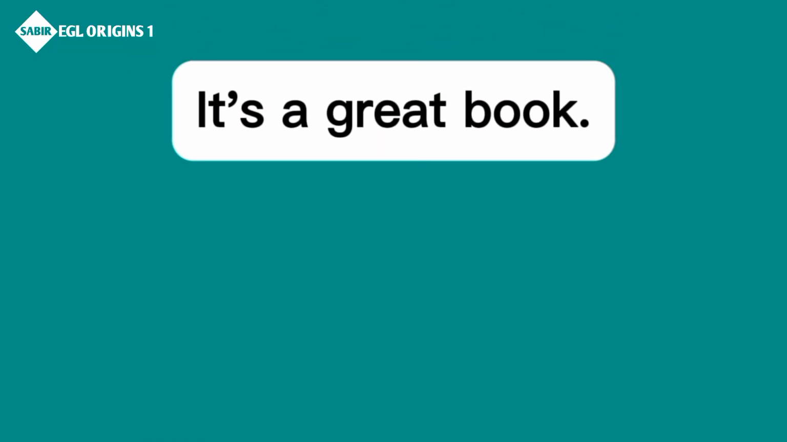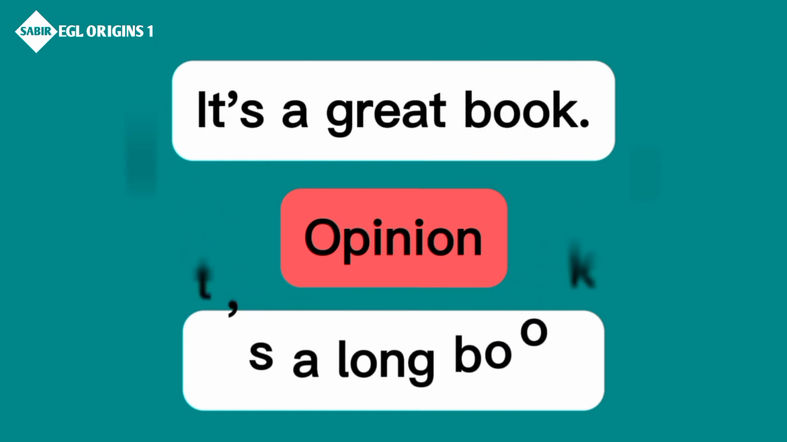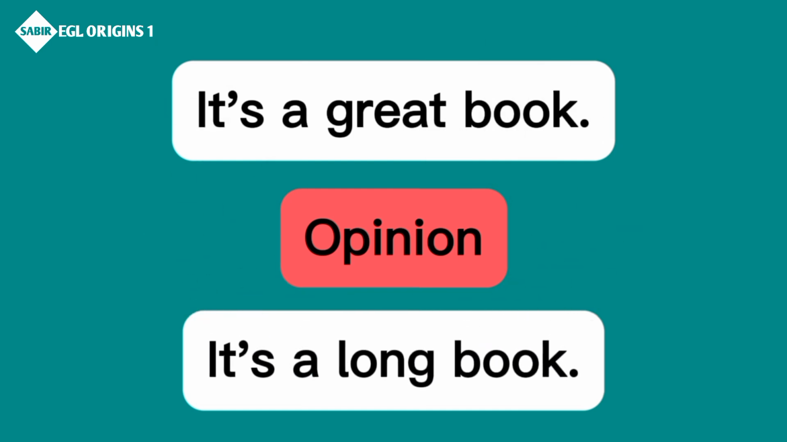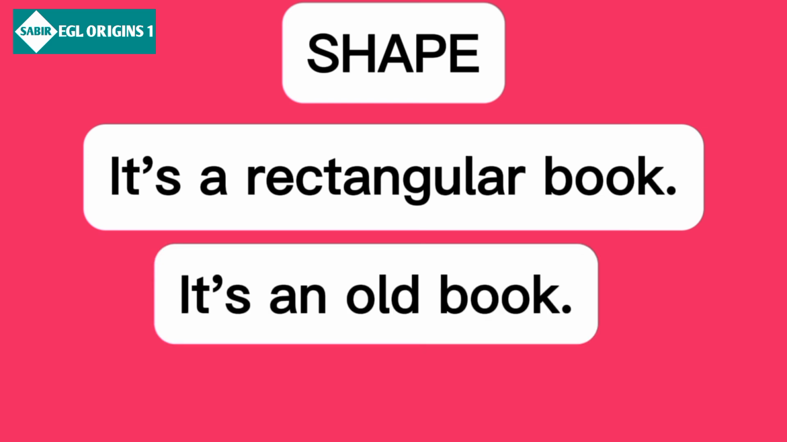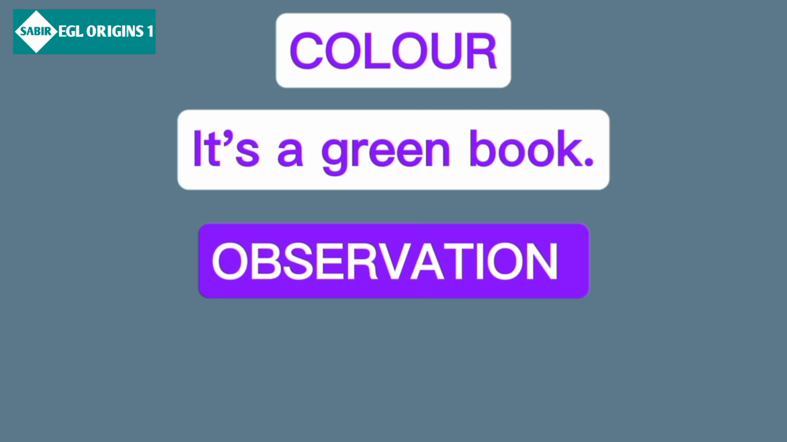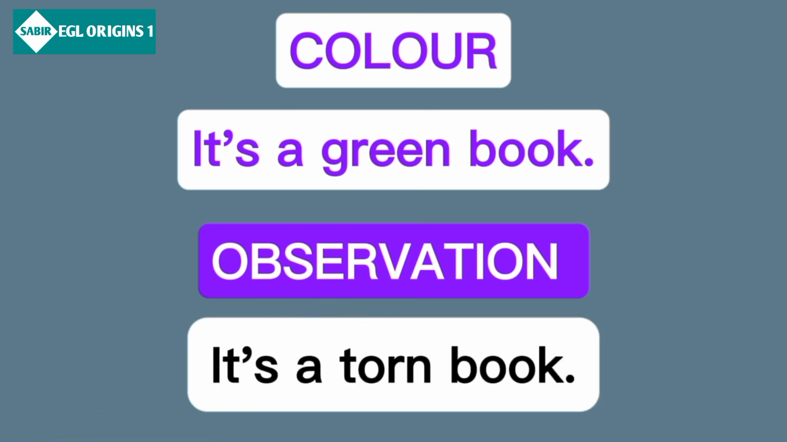Let's see. We can say, it's a great book. You can give your opinion. It's a long book. If you want to talk about the shape of the book, you can say, it's a rectangular book. It's an old book. If you want to tell the age, or if you want to say what color it is, it's a green book.